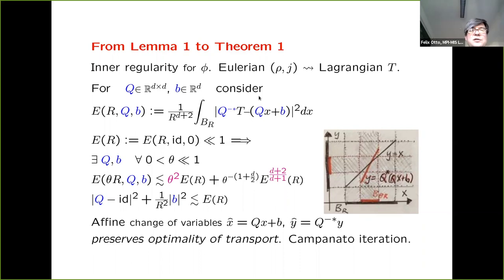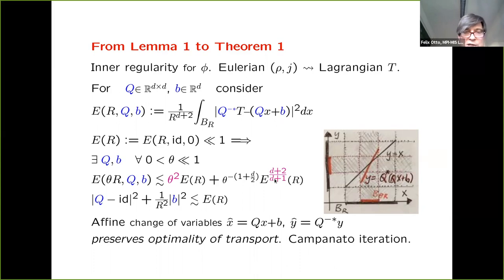We go back to the Lagrangian. That tells us that we can find, in a certain sense, an affine change of variables, which comes from the first and second derivatives of the harmonic function, under which the energy has become smaller. So there is a transformation Q and a shift vector B, so that if we monitor this beefed up transportation distance here, we get a decrease of the energy by a definite fraction if we go to a smaller ball. And there is an error term, but that's of higher order because the exponent is larger than one.